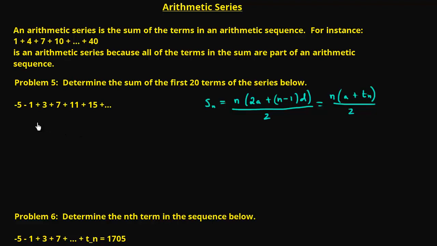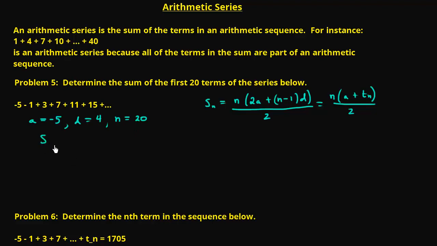So we have that the first term is negative 5. Let's see, we're adding 4 to get the next term, so the common difference is 4. And the number of terms in the series is 20, so n is equal to 20. So now we can just plug in these values.